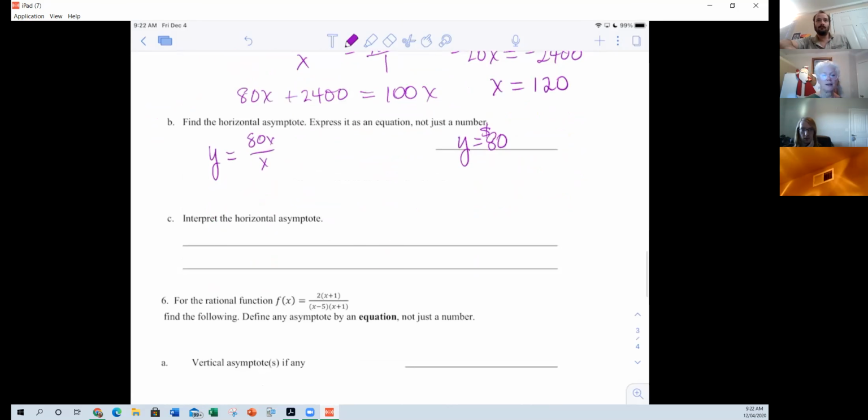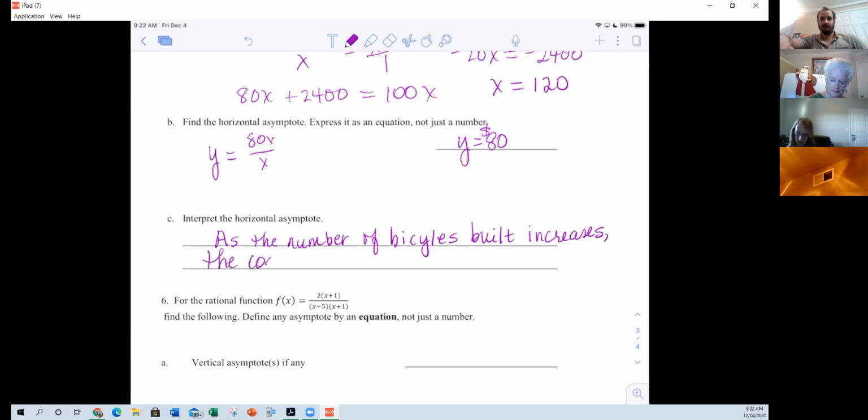So interpret the horizontal asymptote. As long as you had the right idea, I took many different answers. But as the number of bicycles built increases, the cost of each bike is close to $80.